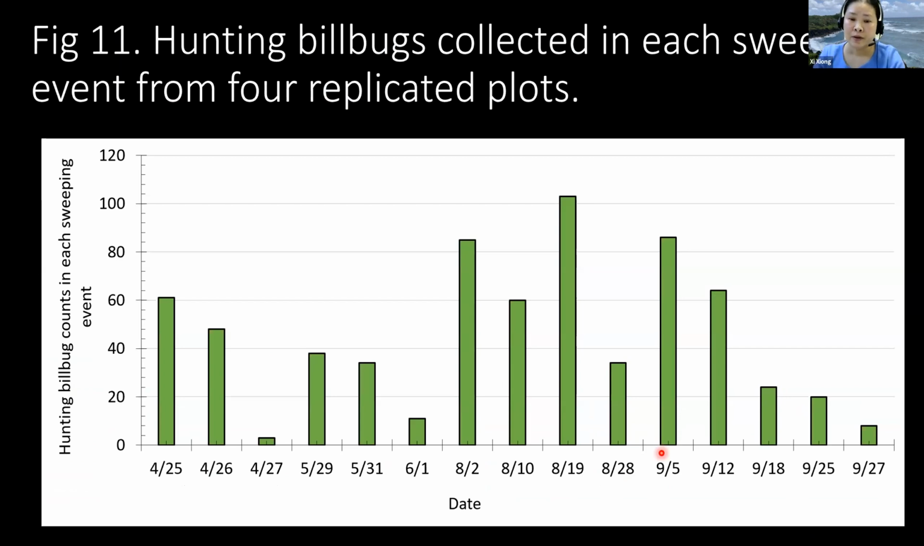So here is a simple summary graph of those 15 sweeping events. 6 of them happened in the spring and 9 of them happened in the fall. This is the number summarized per four replicated plots for each sweeping event. You can see that the numbers could go higher than 100 billbugs collected. So over the season, from those 4 plots of 20 by 30 square feet, we collected almost 700 hunting billbugs. This is just one season's data.